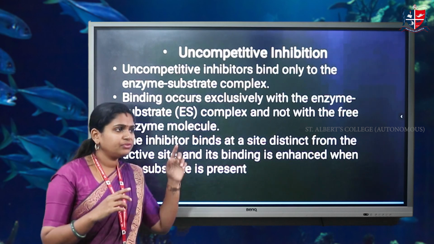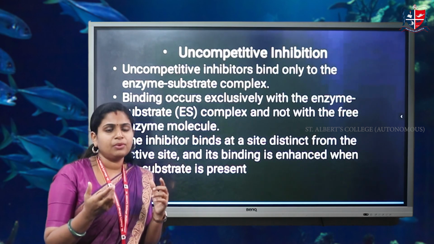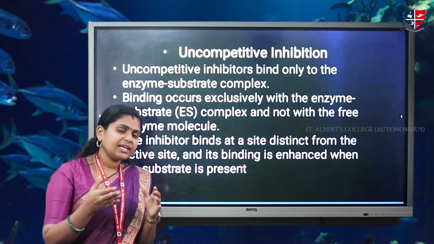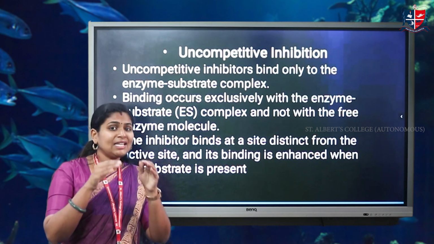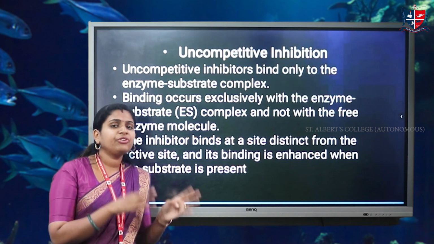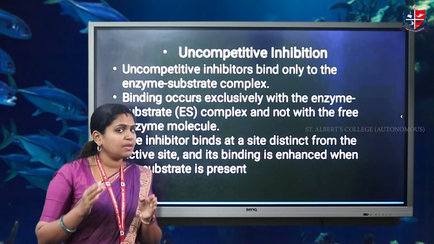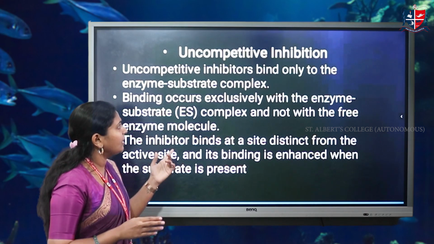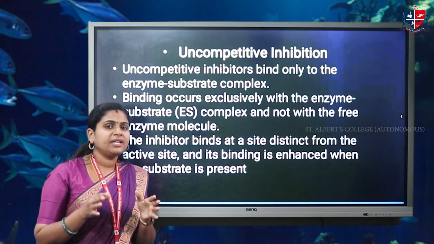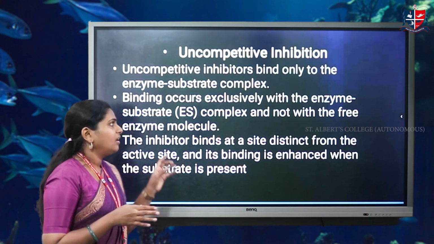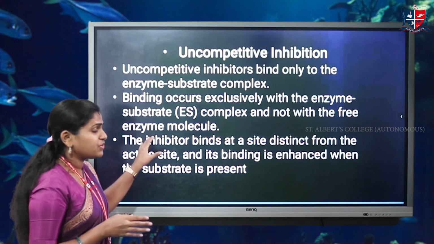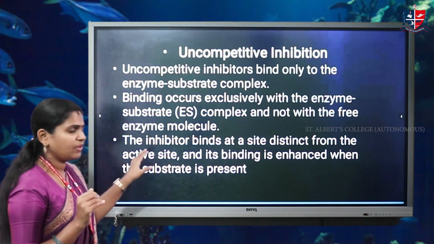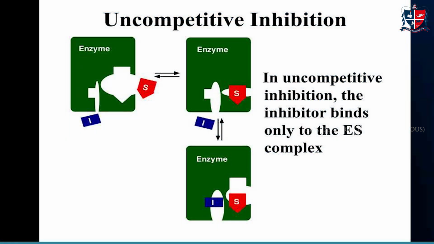Whereas in the case of non-competitive inhibition, which we have already discussed, the inhibitor can bind with both the free enzyme as well as the enzyme substrate complex. But in the case of uncompetitive inhibition, the inhibitor can bind only with the allosteric site of the enzyme substrate complex. That is one of the main specifications of uncompetitive inhibition.